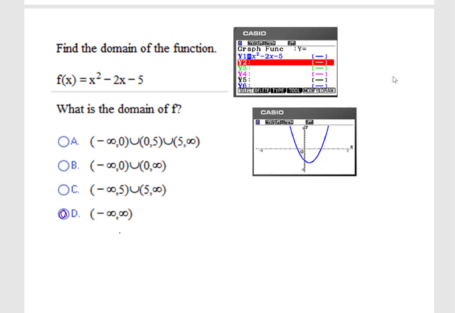And notice that they give you some funky answers here, right? So be careful of that. Don't be like, oh, that's too simple. It can't be just negative infinity to positive infinity. If that's where all your x's can go, then that's the answer.